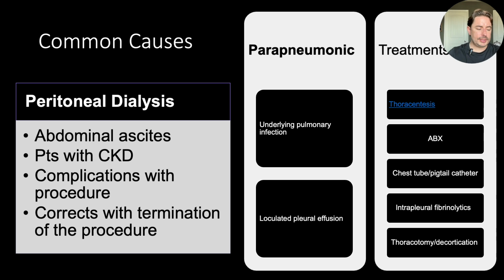And then we have a couple of procedures called a thoracotomy and a decortication. With a thoracotomy, what we're doing is we're creating an incision between the ribs to access the pleural space.